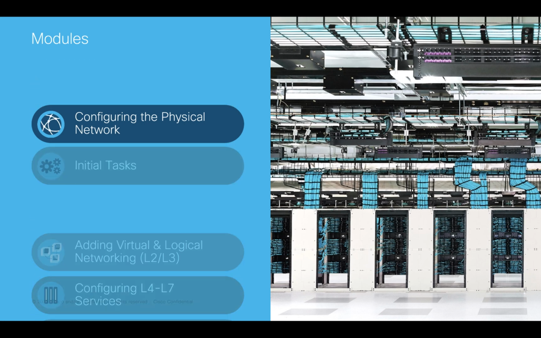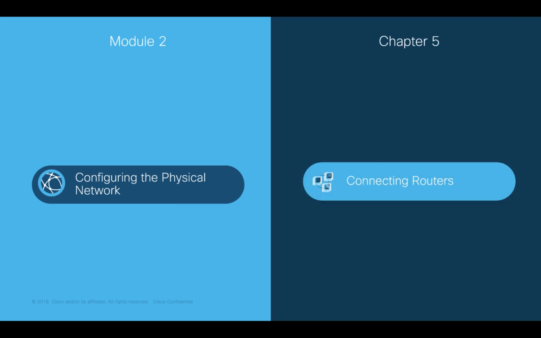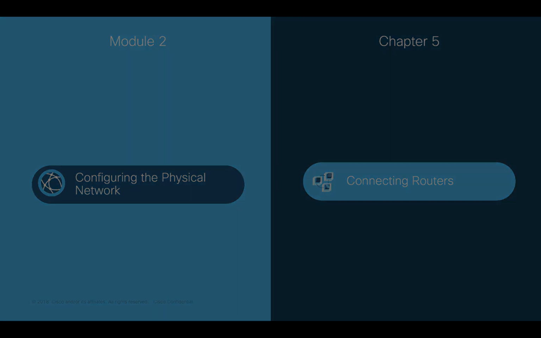Welcome to ACI, the Network Made Simple learning series. In this video, we will cover Module 2, Configuring Physical Connectivity, Chapter 5, Connecting Routers and Layer 3 Connections.